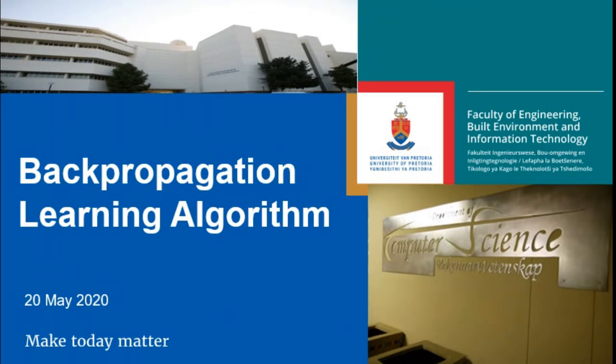So in yesterday's lecture, we looked at the perceptron learning algorithm, and one of its shortcomings is that it can basically be used with linearly separable problems only, so it can only be used to train a neural network that has a single layer. The backpropagation learning algorithm can be used in cases where you have multiple layers. So for example, if you have a multi-layer perceptron neural network, you can train it using the backpropagation learning algorithm.